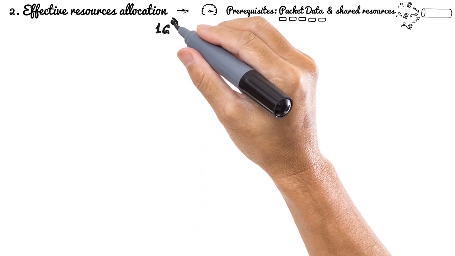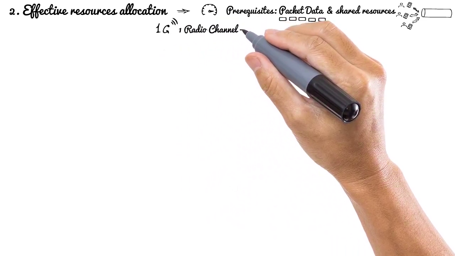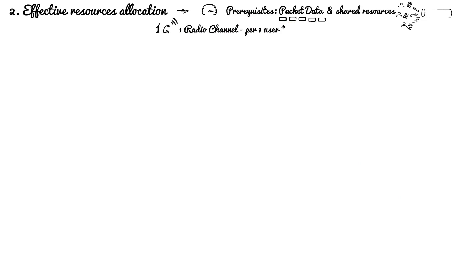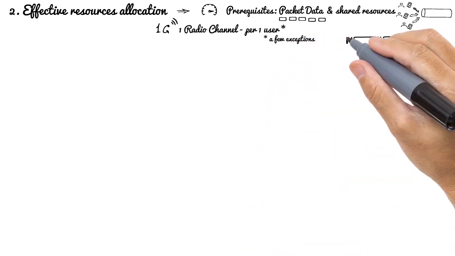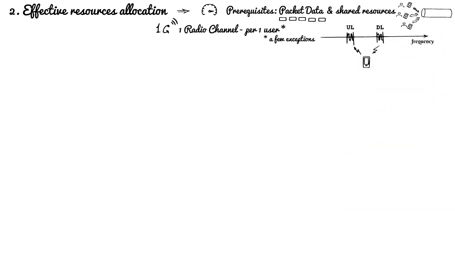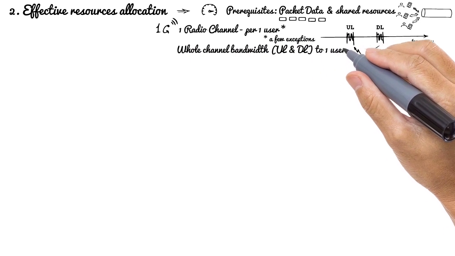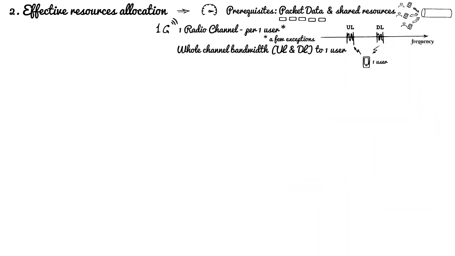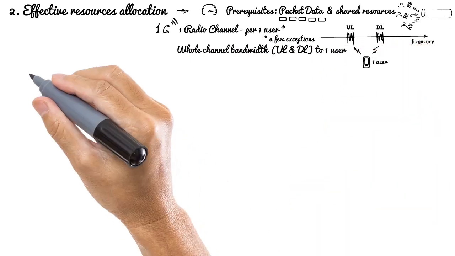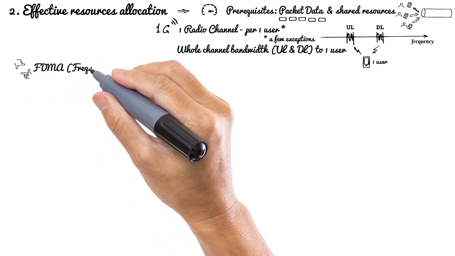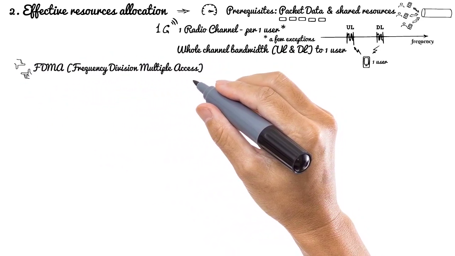At the very beginning it was not the case. In 1G mobile networks, each channel was allocated per just one user. There were some exceptions, but let's omit them now to be focused on non-shared resources allocation. That means the whole channel bandwidth on uplink and downlink directions was given to one user. Who wants to learn more can read about the term FDMA, Frequency Division Multiple Access.